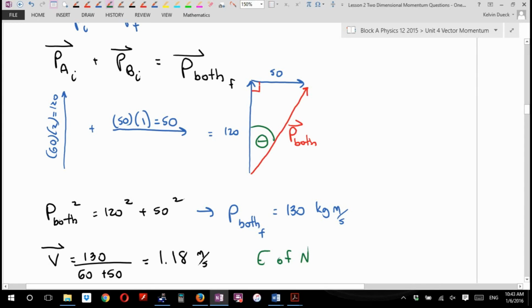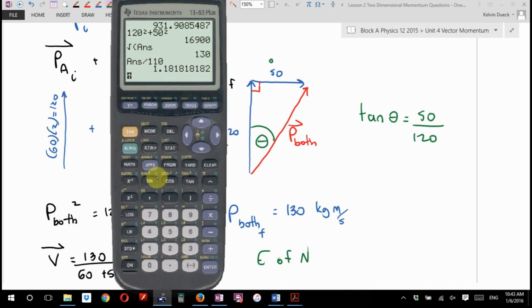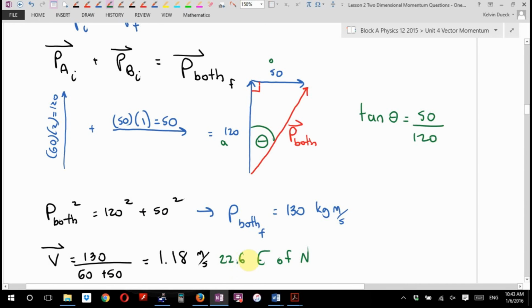Let's get the angle. Which trig function? TOA. Which trig function is that? Tan. Tan theta equals opposite over adjacent. By the way, you'll notice way more work when there's angles. When they were in a nice straight line, it was like 4 lines, 5 lines, Bob's your uncle, and you're done. Here, we got to be way more careful. And this is a right angle. Shift tan of 50 over 120. I get 22.6 degrees east of north.